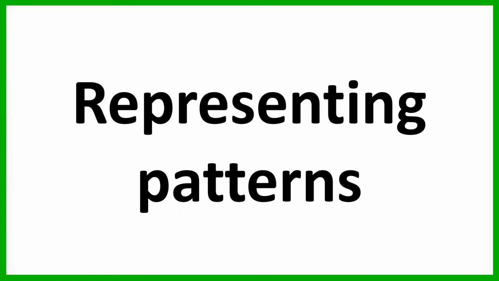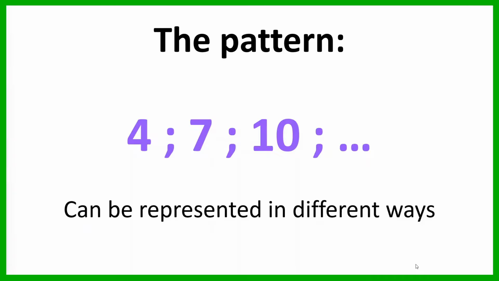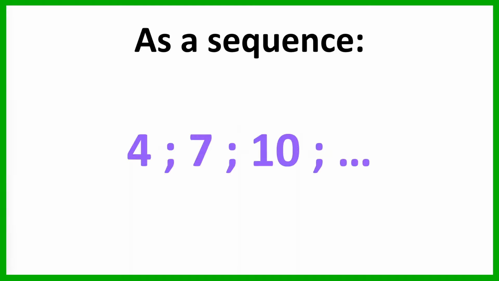Patterns can be represented in a number of different ways. So let's have a look at this example of a pattern over here. We've got 4, 7, 10, and it continues. Now this pattern can be represented in different ways. First of all, it can be represented as a sequence, like I already showed you, 4, 7, 10, where you just have the numbers listed. It can also be represented in the form of a table.